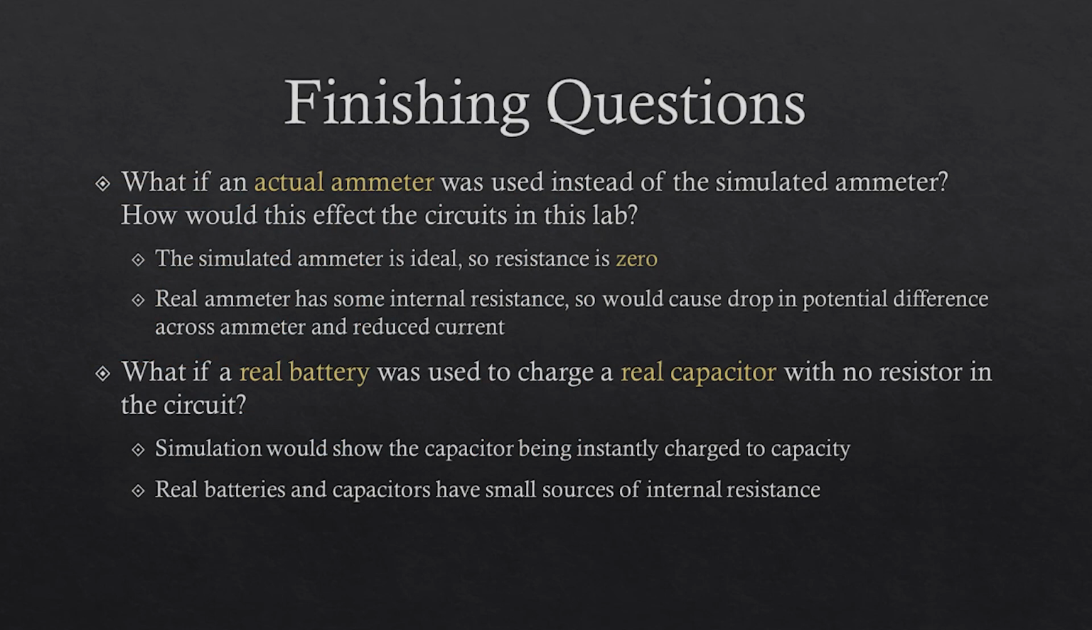So now for the ending questions. If we used an actual ammeter in this lab, there is some internal resistance in a real ammeter, so it would cause a drop in potential difference across the ammeter and reduced current. And this is different than our simulation because our simulation has an ideal ammeter, so there's no resistance. And if we used a real battery to charge a real capacitor, the simulation would show the capacitor being instantly charged since there's no resistance in the circuit. In reality, real batteries and capacitors have small sources of internal resistance, so this would not happen.